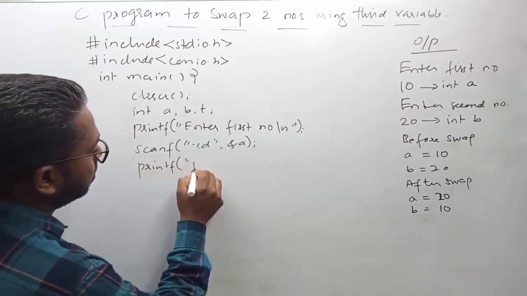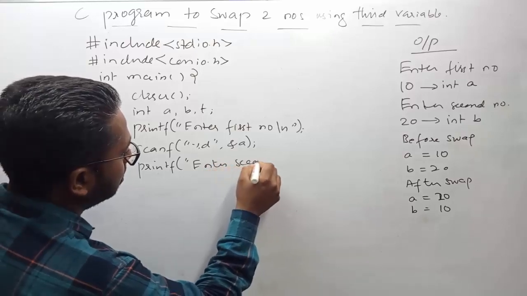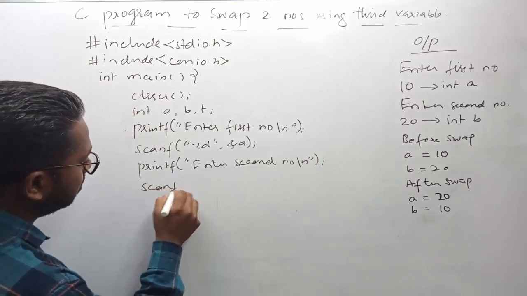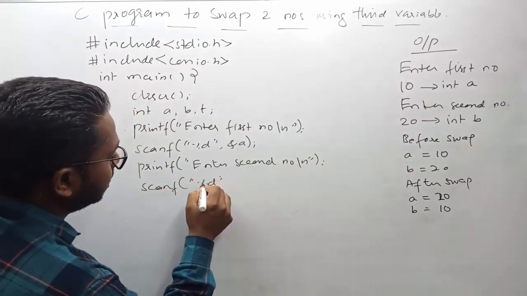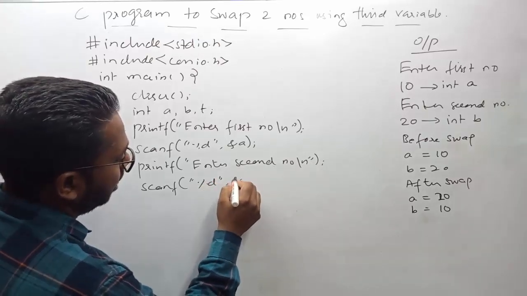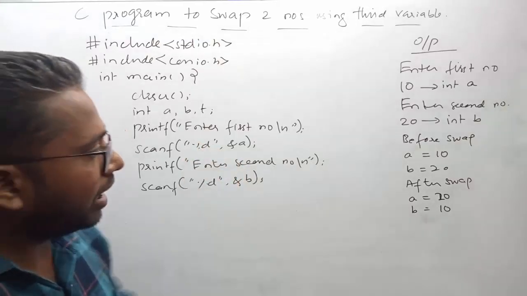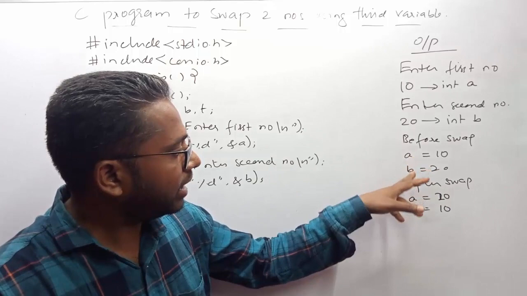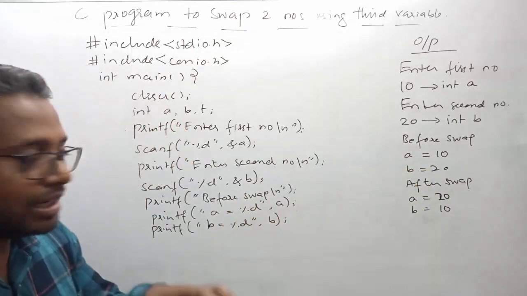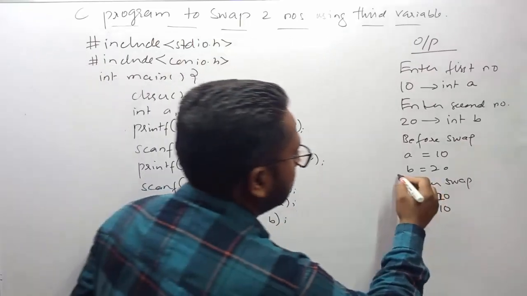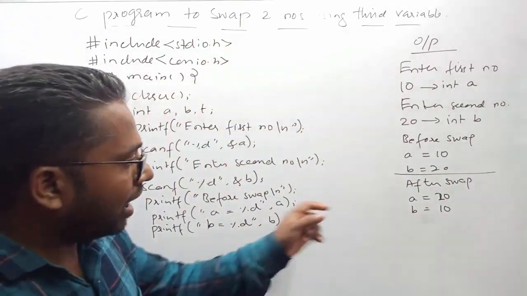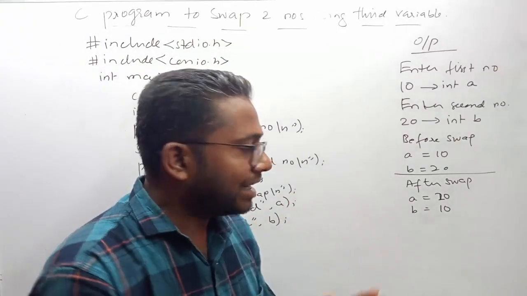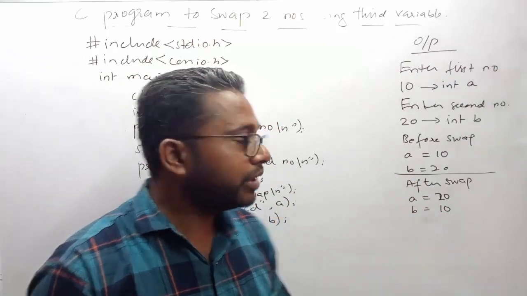Similarly, I need to write the printf and scanf functions to accept the second number from the user. Printf enter second number, and then scanf %d comma &b. Now I need to print these values which I have stored inside variables A and B. So till here we have written the code for this output. Now I need to write the code to interchange the values of A and B. So how can we interchange the values of A and B using the third variable T?